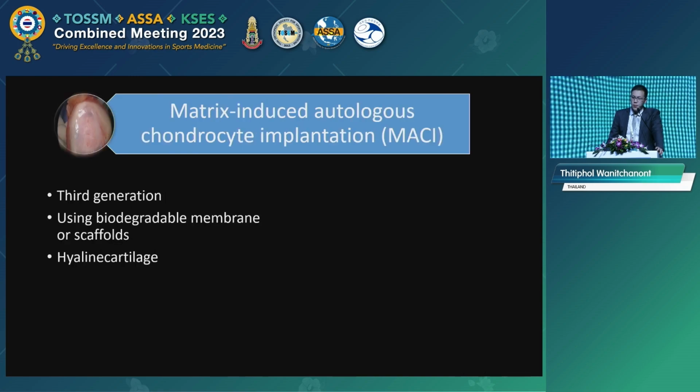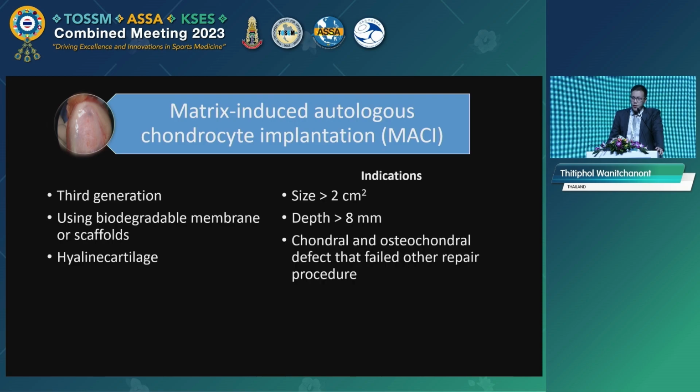Next, it's matrix-induced autologous chondrocyte implantation, MACI or ACI. Nowadays, it's the third generation using a biodegradable membrane or scaffold. The tissue you get will be hyaline cartilage, just like normal. It is indicated in medium to large cartilage lesions with a depth of more than 8 millimeters, and the other indication is a chondral or subchondral defect that failed other repair procedures.